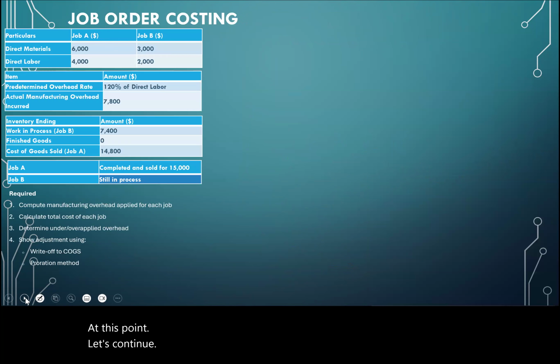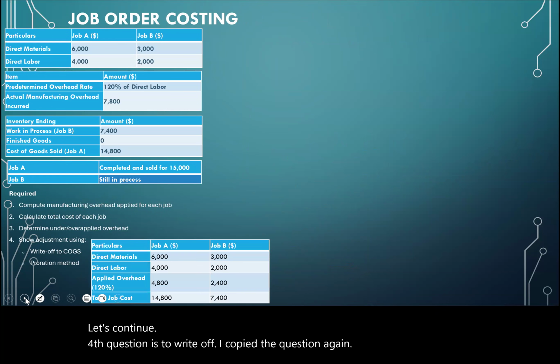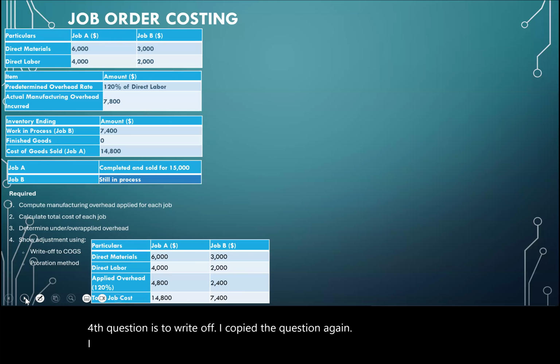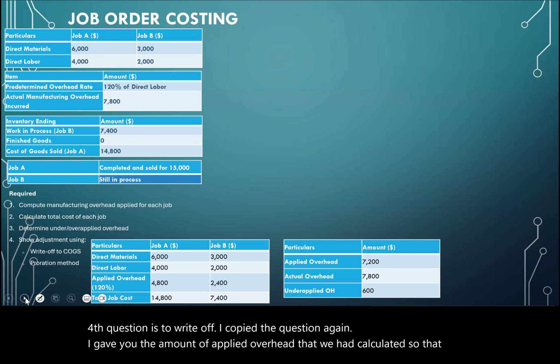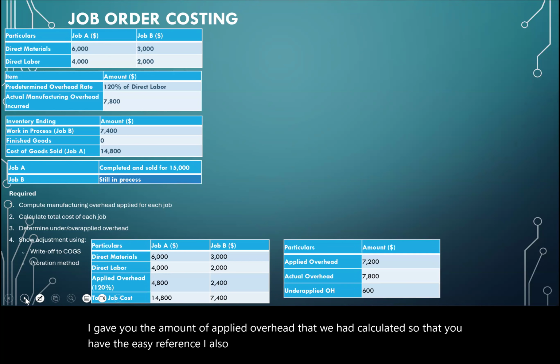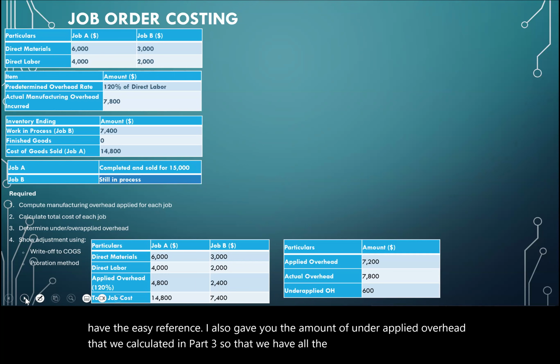Fourth question is to write off. I copied the question again. I gave you the amount of applied overhead that we had calculated so that you have the easy reference. I also gave you the amount of underapplied overhead that we calculated in part 3 so that we have all the numbers ready when we are ready to solve part 4.